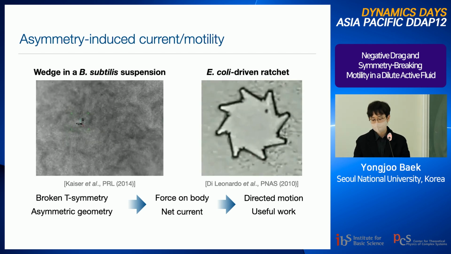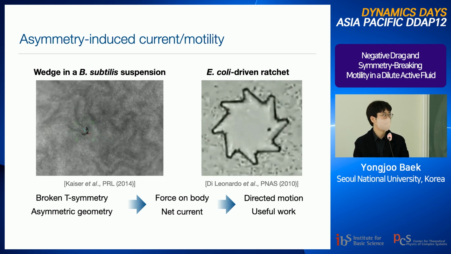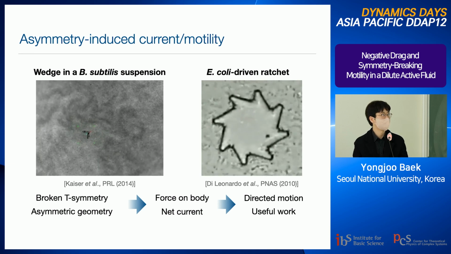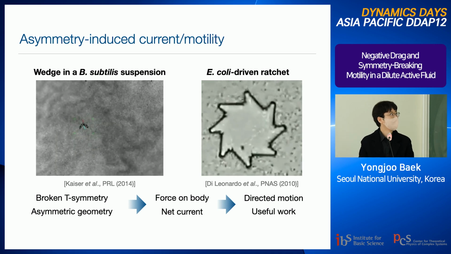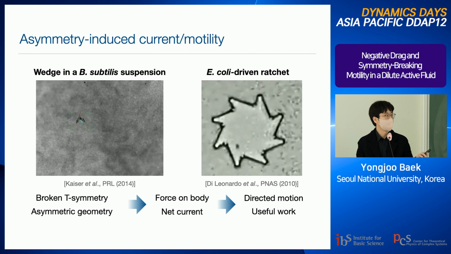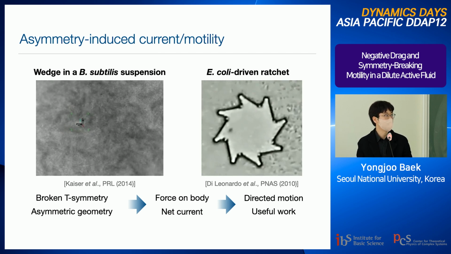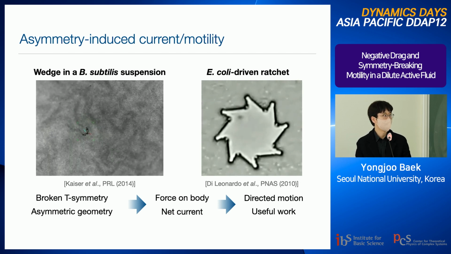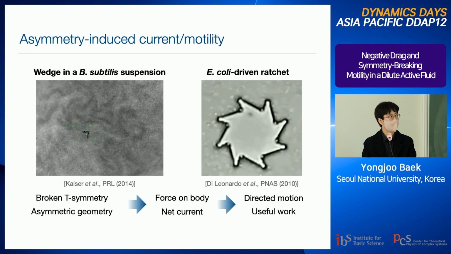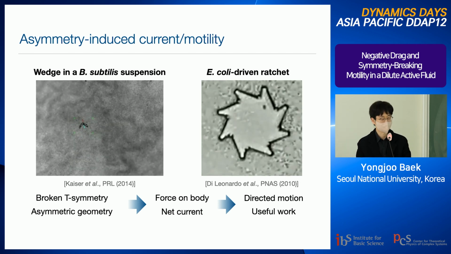Okay, so here are some actual video clips showing the phenomena that I just explained, so that you can see this wedge-like object immersed in a fluid of B. subtilis, and you can see this thing moving in the direction that I explained. Also, if you prepare this kind of gear-like object in a fluid of E. coli, then because of the chiral asymmetry of this body, that also gives rise to a persistent rotation in some direction.